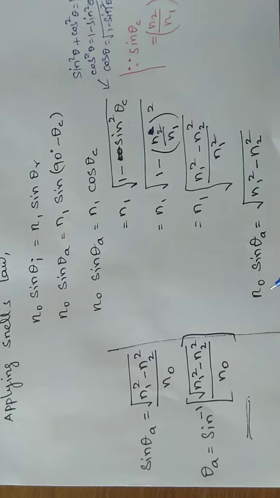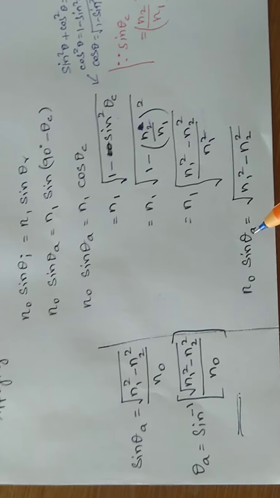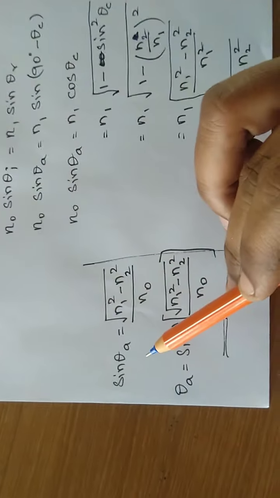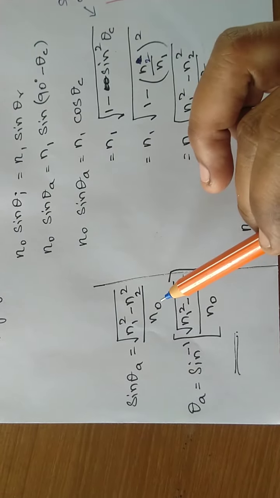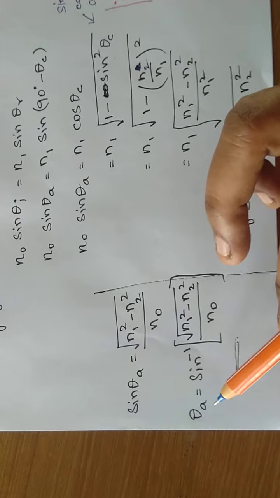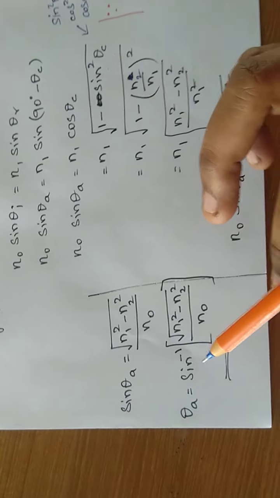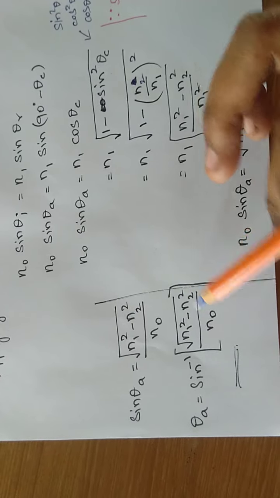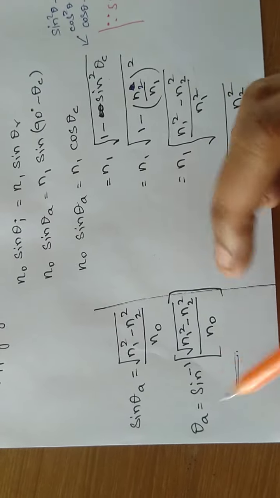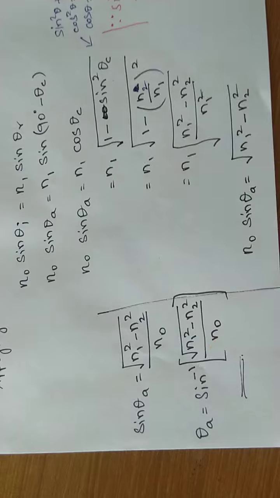And this is N0 sin theta A. From this, sin theta A is equal to the square root of N1 square minus N2 square divided by N0, and finally we get the acceptance angle theta A equal to sin inverse of the square root of N1 square minus N2 square divided by N0. So this is the expression for the acceptance angle.